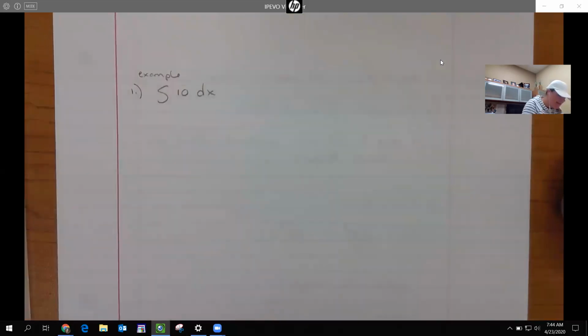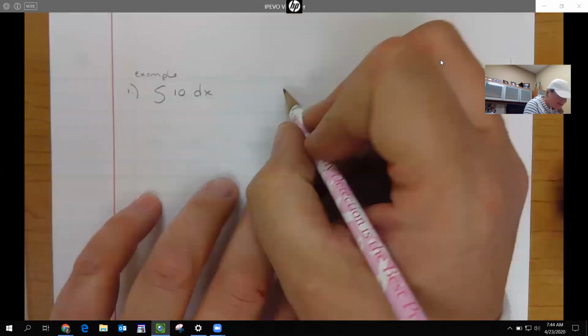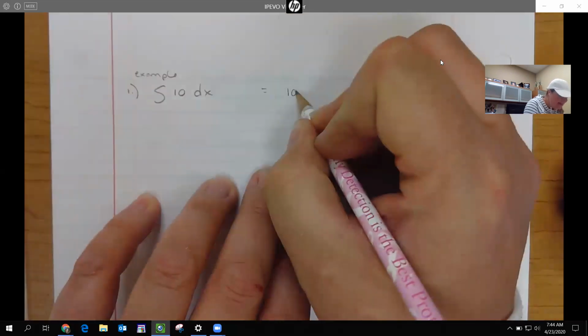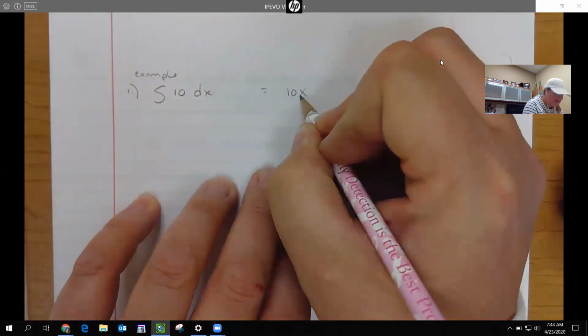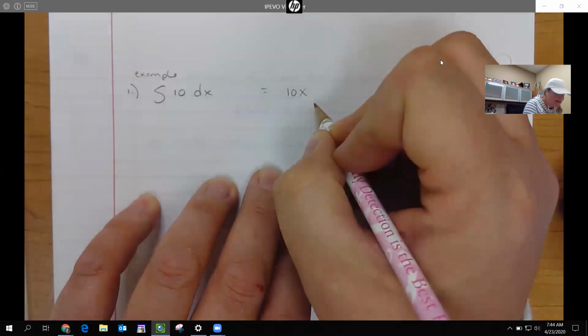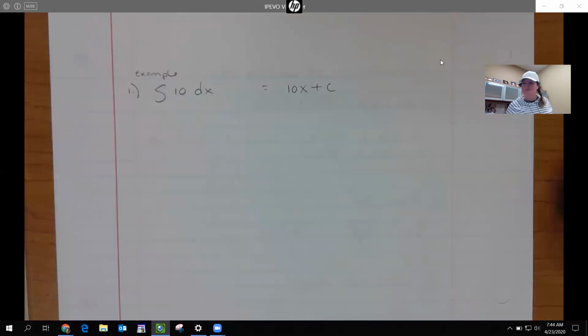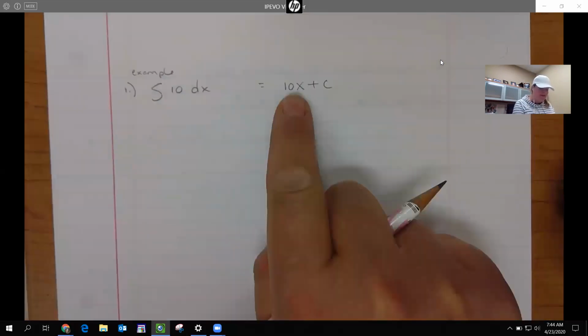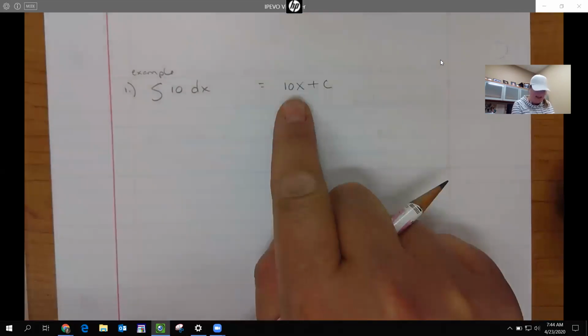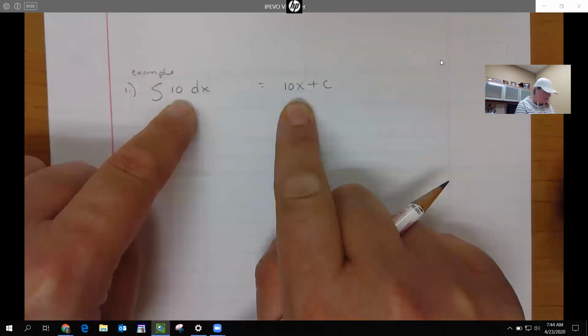All right, it's just 10. What it's going to equal is 10, and then you add the x onto it, right, and divide by a 1 plus c. So if you have a number, it just becomes that number with an x. Just like with the derivative of this, it would become 10. Okay, and then you have your plus c.